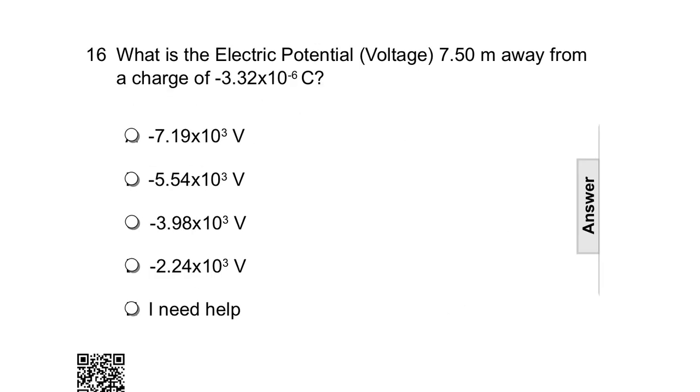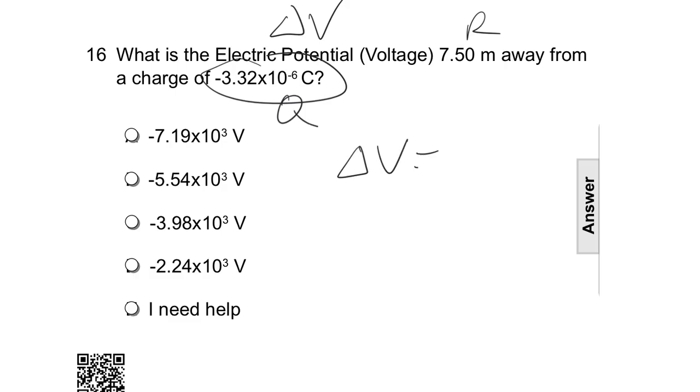This is the same idea. You got V. You're looking for change in V. This is the distance away, R. This is Q. So change of V equals K Q over R. But because the Q is negative, this is going to make the delta V negative. You got to put the signs in for this stuff. So you can look at the QR code to figure that one out.